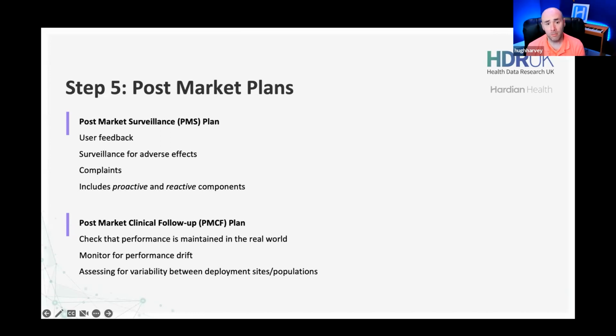Now, you don't need to monitor every single time your device emits an output, but you should have a plan to collate data on a statistically representative sample of that data so that you can show that it is performing safely in that statistically representative sample.